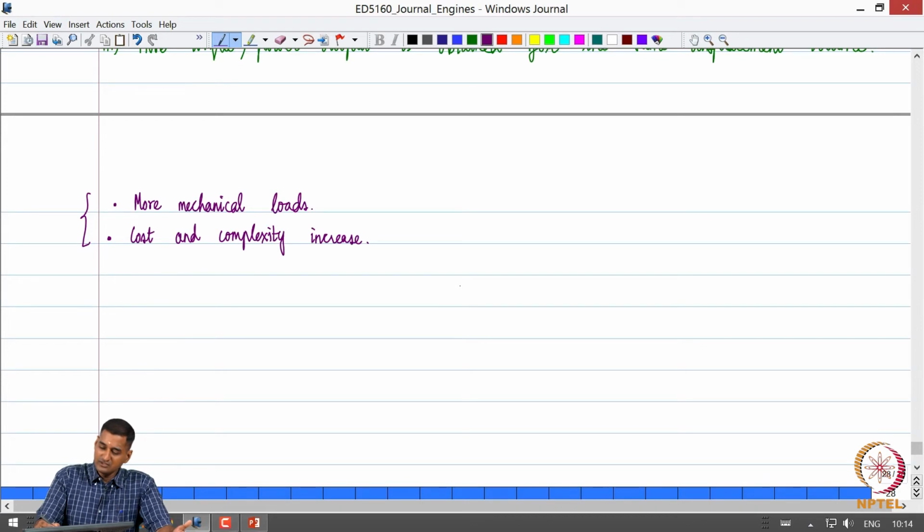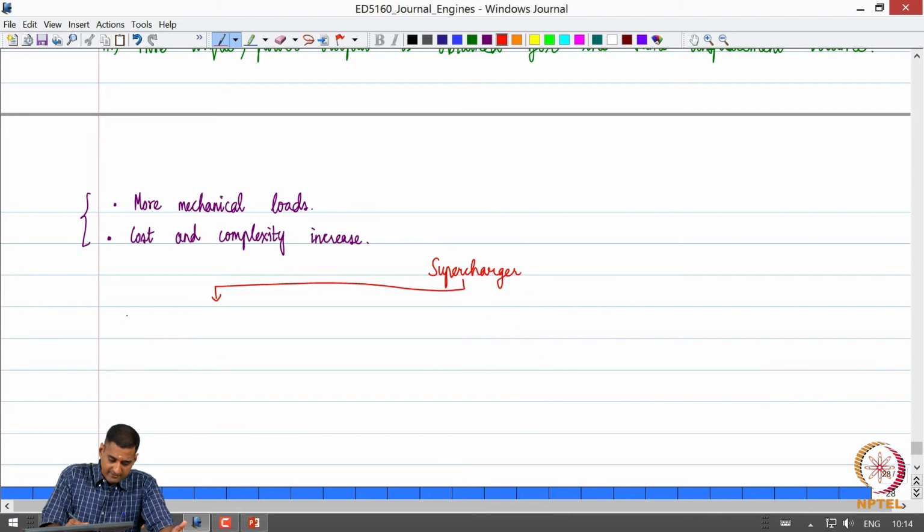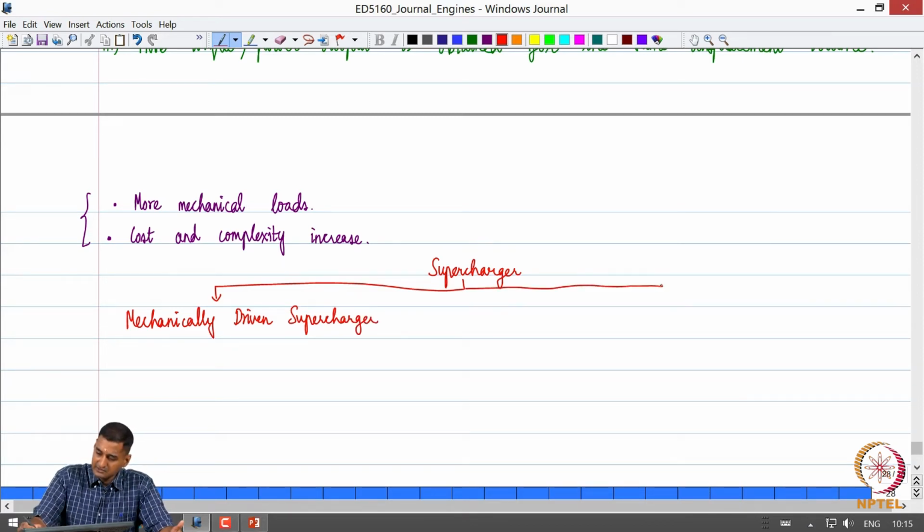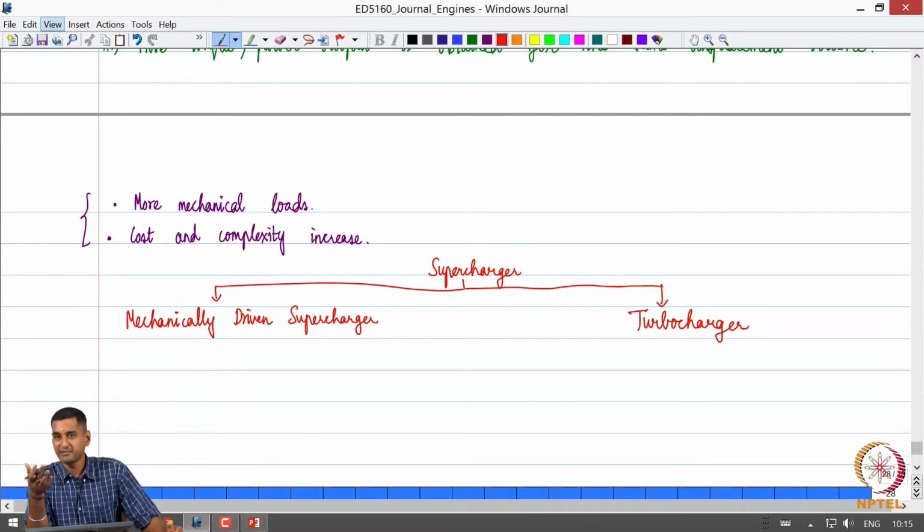Okay. So, if you consider a supercharger per se, broadly, please remember supercharger is the device that achieves this task of supercharging. So, typically they are classified into what are called mechanically driven superchargers, okay, and what are called turbochargers. So, we would have encountered this term turbocharger in practice, right, more frequently. So, we will see what it means, right.